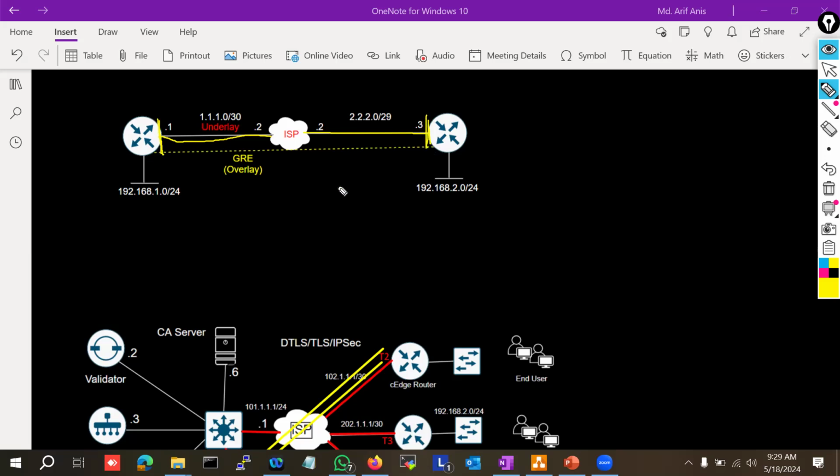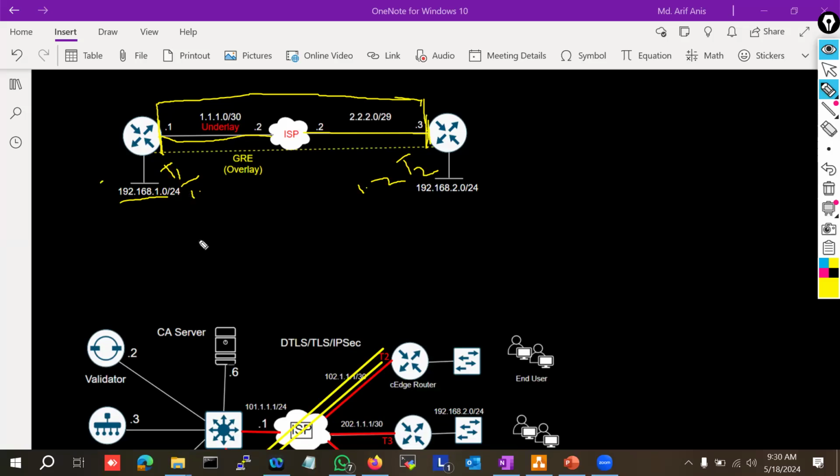The first and foremost prerequisite is to have reachability between the two WAN interfaces. If we have reachability between the WAN IPs of these two sites, what we will do is build a tunnel 1 and tunnel 2 here. And on top of that, we assign an IP, suppose 1.1.1.1 and 1.1.1.2. And we will route our subnets through this tunnel.